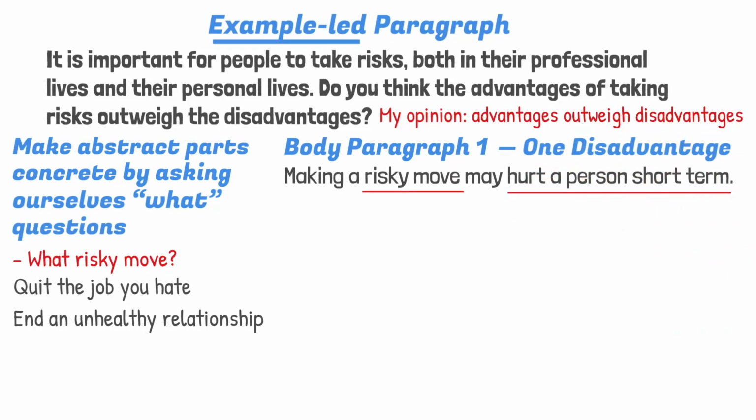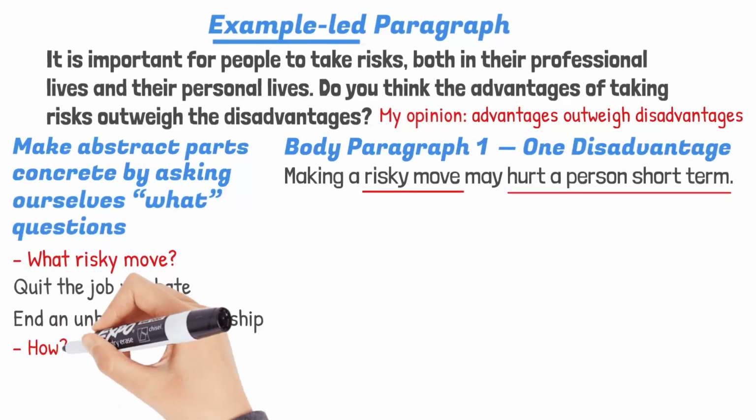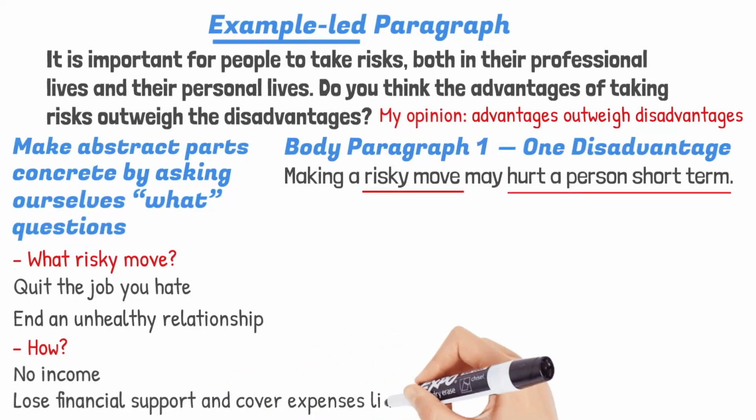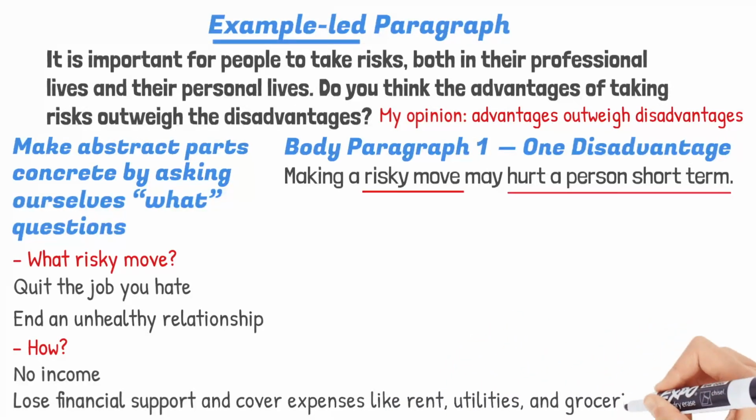Hurt a person short term. Let's make it concrete. How can quitting a job you hate hurt you short term? You may lose the income needed to sustain your current expensive lifestyle. How may ending an unhealthy relationship hurt you short term? Well, you may lose the financial support that your partner provides. You may have to find a new place to live and cover expenses like rent, utilities, and groceries on your own. Developing this topic sentence suddenly becomes so easy if we directly write an example without giving an explanation.